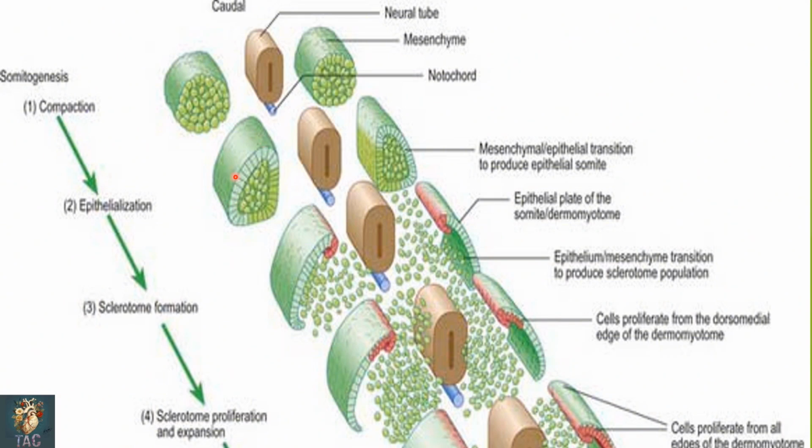After the epithelialization, again changes occur in which the cells present at this border show an epithelial to mesenchymal transition. They form loosely woven tissue and these cells migrate from this area and surround the area of the notochord and neural tube, and they will form the sclerotome. The cells which remain over here form the dermomyotome.